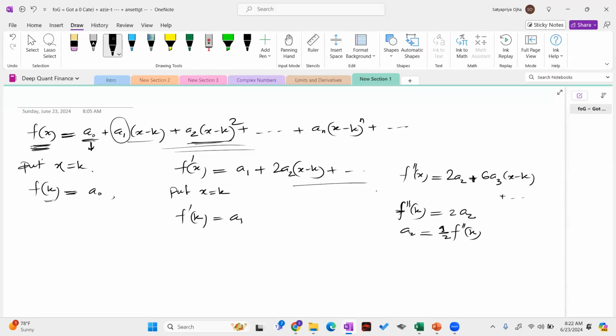All right. Are you clear with this? This is how you can keep finding the coefficients one by one. Did I lose you guys? You're still there, right? Okay, cool.